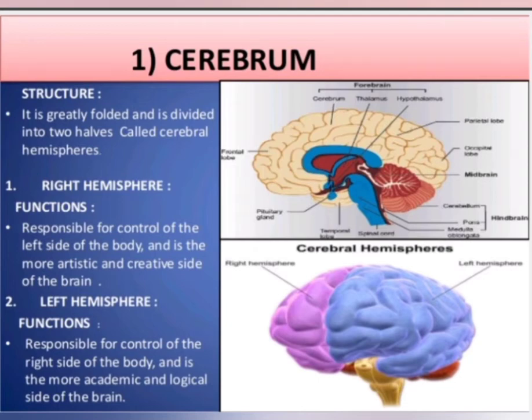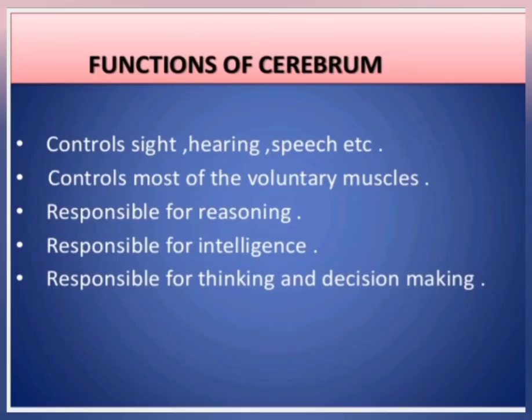All these lobes work together. So these are the functions of cerebrum. It controls sight, hearing, speech, and it also controls voluntary muscles, means muscles which are under our control. And very importantly, this part is responsible for reasoning, intelligence, the thinking portion, or any kind of decision we are taking, that is done with the help of cerebrum only.